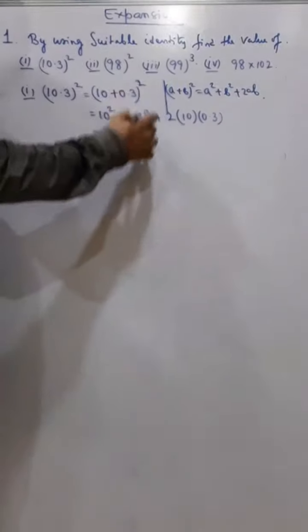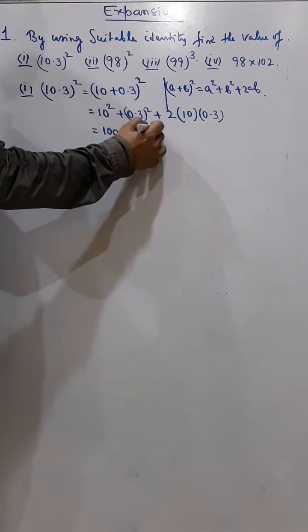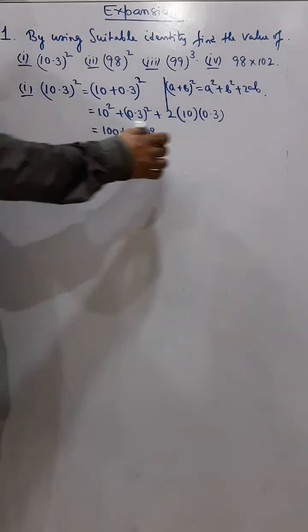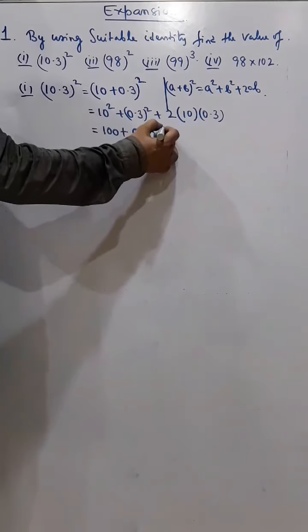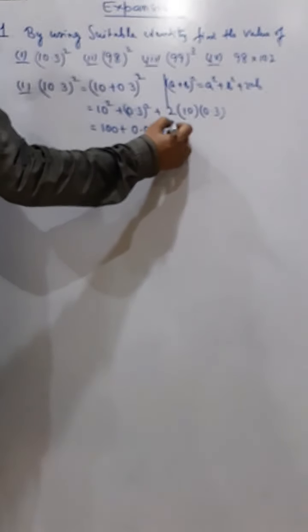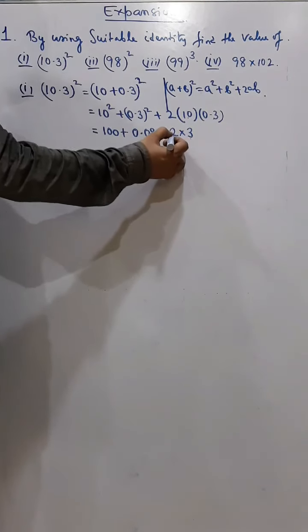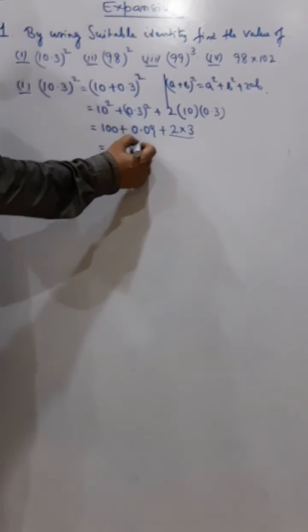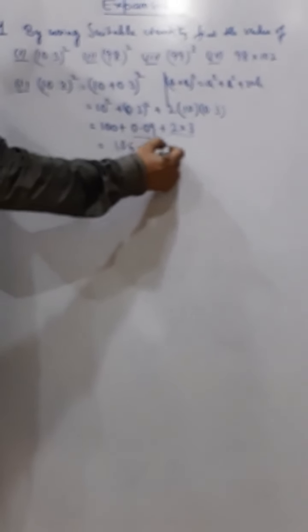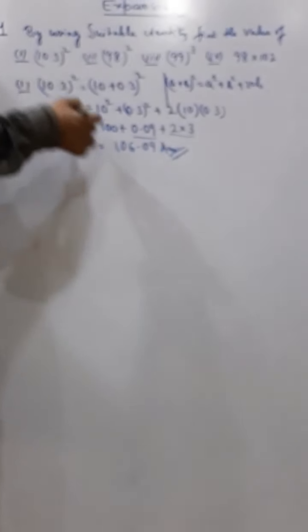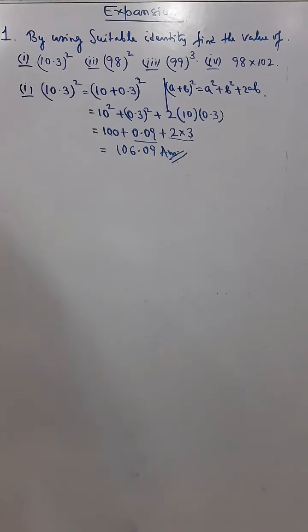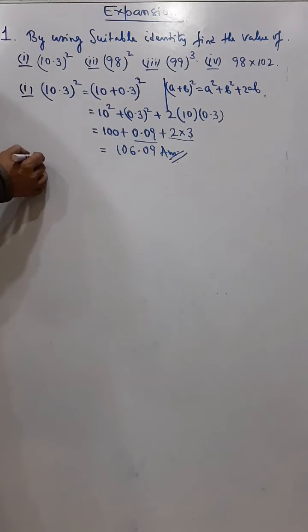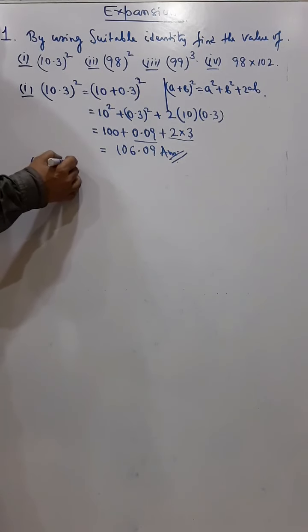Now 0.3 whole square means it is 0.09. And then 10 into 0.3 is 3, and 3 into 2 is 6. So finally we can say 100 plus 6, that is 106, plus this, so that is 106.09. Okay, so without doing actual calculation we are solving this. Then again number 2, similarly 98 square.